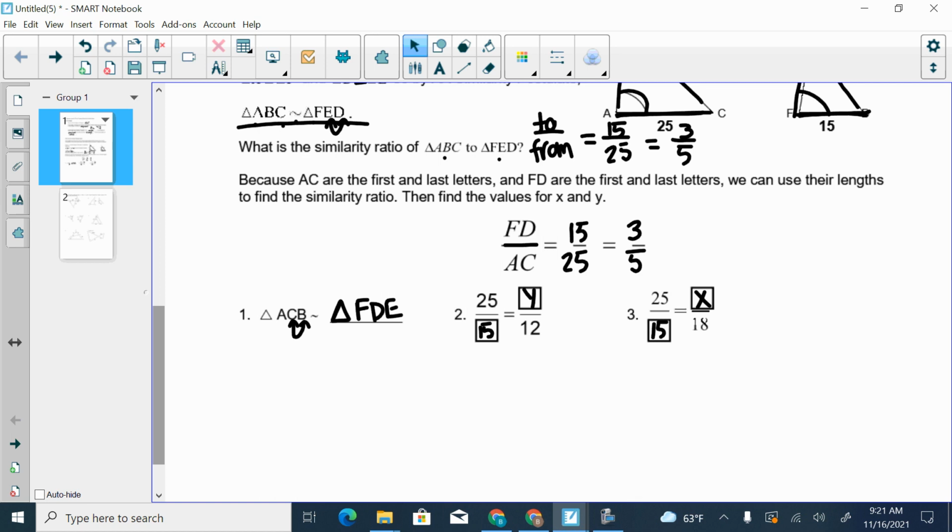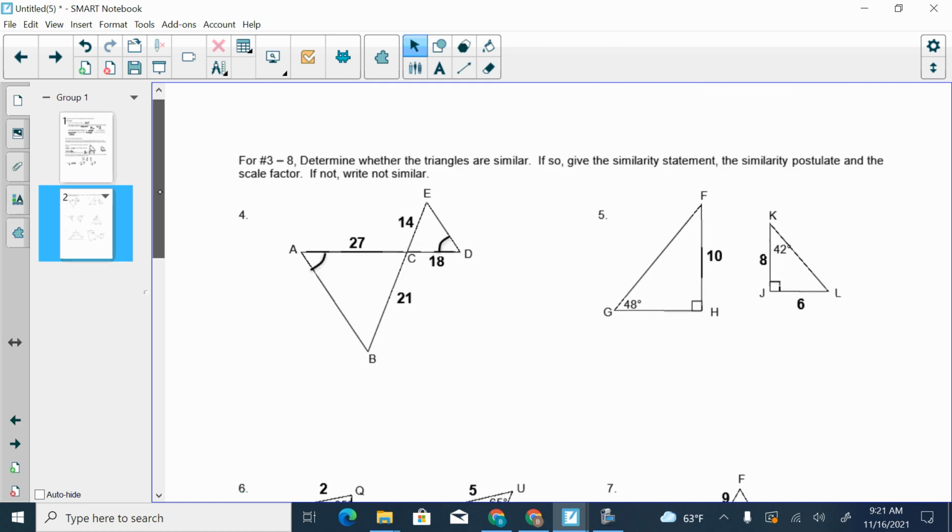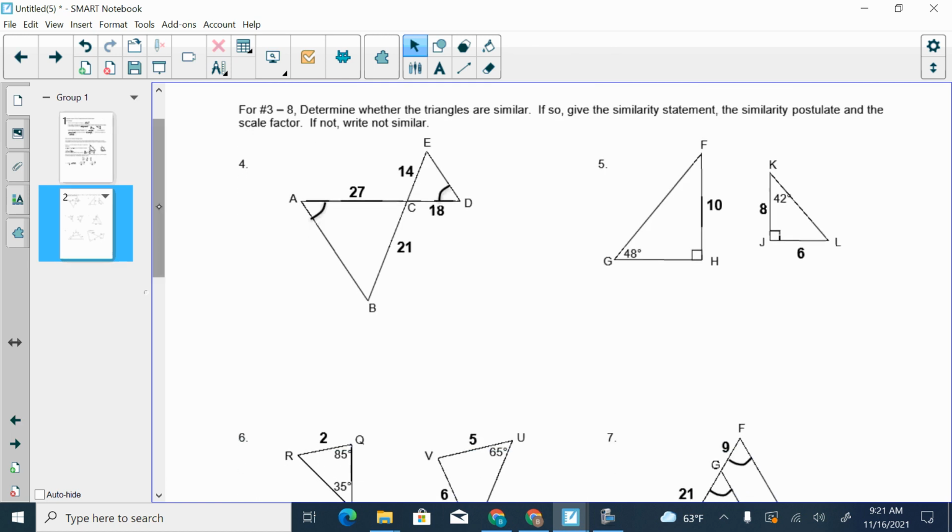All right, so flip it over onto the back. We've got a few examples. We're supposed to determine whether the triangles are similar, and if we say they are, we're going to make a similarity statement, and the similarity postulate and the scale factor. If not, we have to write that they are not similar. Okay, so we're looking at number 3 here, or sorry, number 4. Looks like this is misnumbered. Change that to 4 through 8 there.